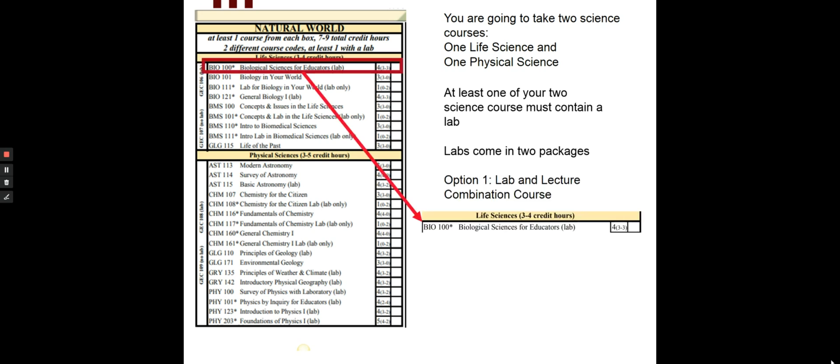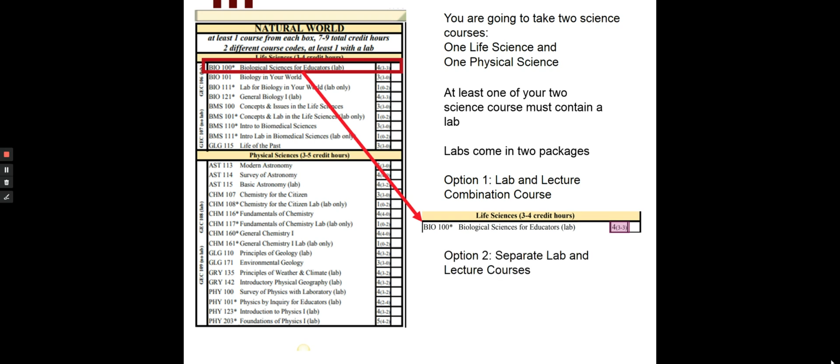Labs come in 2 packages here at Missouri State University. Option 1 is a lab and lecture combination course. An example of this is Biology 100, Biological Sciences for Educators. We can see that this class is worth 4 credit hours. And the 3-3 in parentheses indicates that it will have 3 hours of lecture and 3 hours of lab.